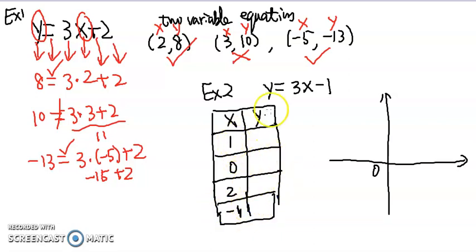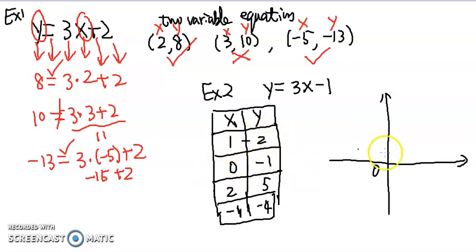Okay, so if x equals 1, we do 3 times 1, 3, minus 1, we get 2. If x equals 0, 3 times 0, 0, 0 minus 1, negative 1. If x equals 2, 3 times 2, 6, 6 minus 1, 5. If x equals negative 1, 3 times negative 1, negative 3, minus 1, negative 4. So we got these 4 pairs.